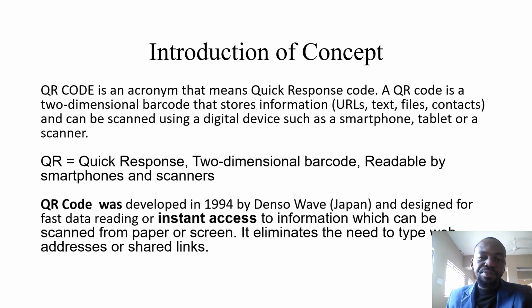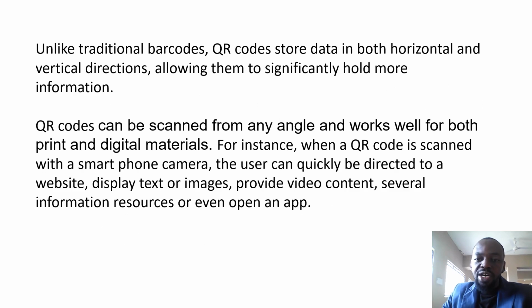Unlike the barcodes, the QR code is two-dimensional. It was developed by Denso Wave in 1994 in Japan, and what was his aim? He wanted people to have fast data reading, or what we call instant access to information. So instead of sharing links and all of that, you just have a QR code, a picture where you just scan. The QR code scans from all angles, so it doesn't matter the orientation.